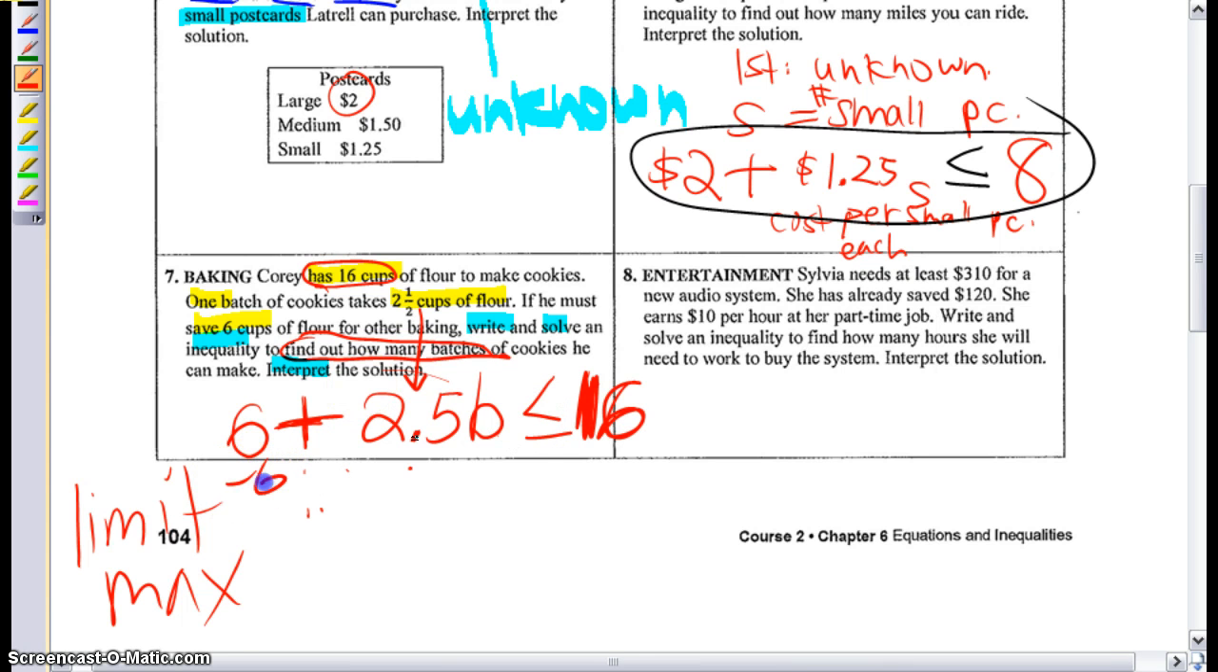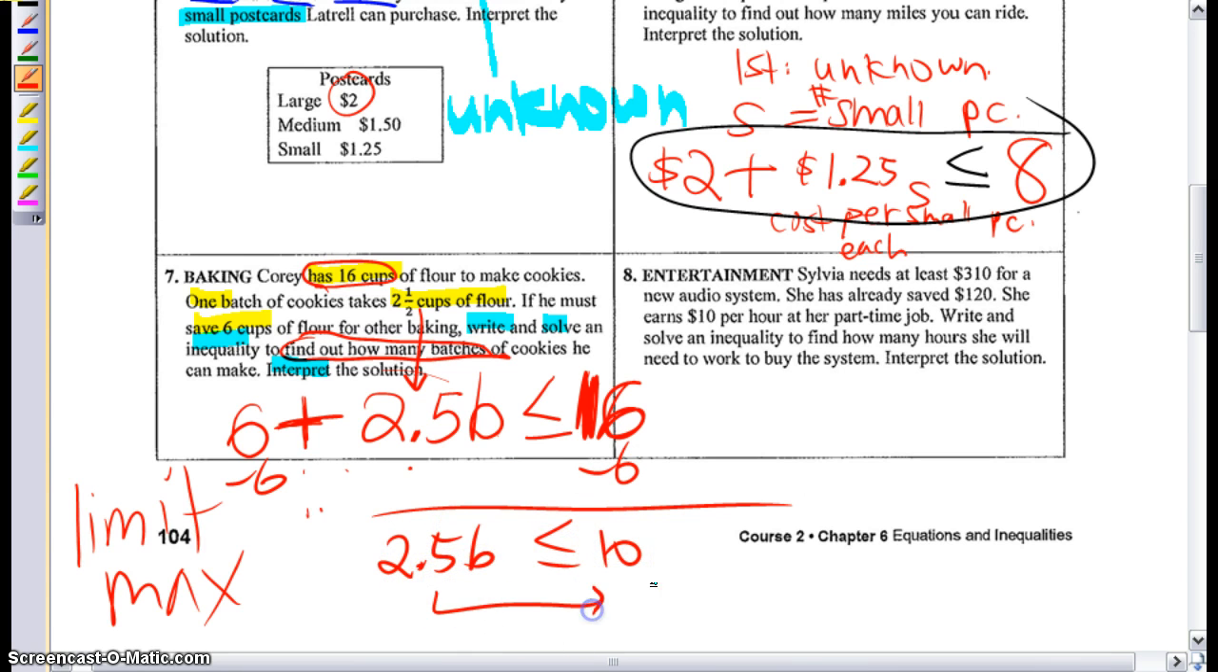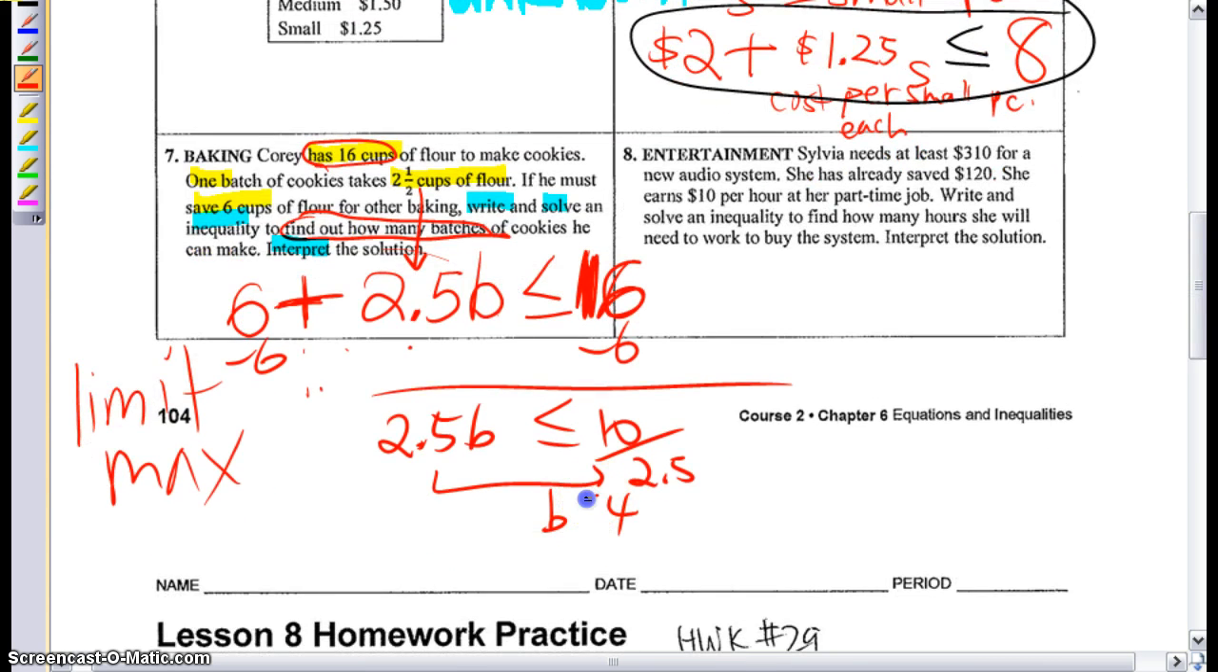First I'm going to subtract the 6 from the 16, which is 10. I still have 2.5 times the batches is less than or equal to 10. Then I'm going to take the 2.5, and instead of multiplication I'm going to do division. So in my calculator, 10 divided by 2.5 gives us 4. So B is equal to 4. Well, not equal to, no equal signs. It's actually less than or equal to 4 batches.